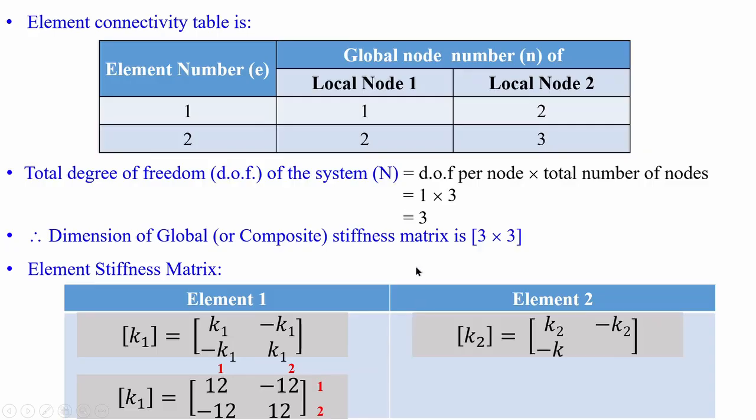Similarly, for element 2, we have K2 equal to [K2, minus K2; minus K2, K2]. Let us substitute the value of K2, which is 8. So we have the element stiffness matrix for element 2 as [8, minus 8; minus 8, 8]. Let us write the column numbers and row numbers as the node numbers associated with element 2, which are 2 and 3, for columns as well as rows.